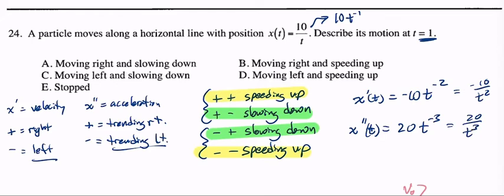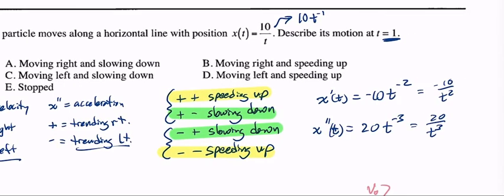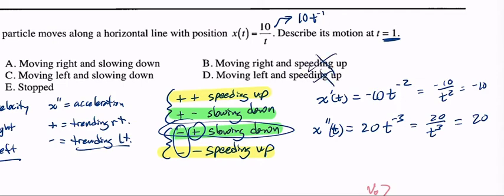We just have to plug in 1 to each of these to see what sign we get. For this one we get negative 10, so our first sign is negative. Then we plug in 1 to this, we get 20, so we get a positive. That means we are slowing down. So speeding up, slowing down. These ones both say speeding up, so it's going to be one of these. But which one is it? Are we moving to the left or to the right? The velocity is negative, so therefore we are moving to the left. So the answer is C.